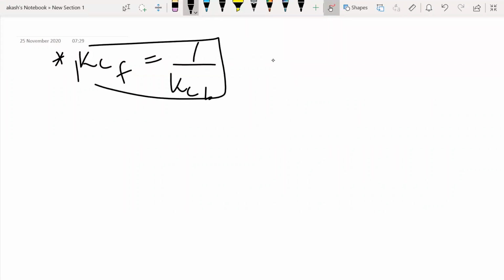This you have to remember, right? So if you know the forward reaction's equilibrium constant, the backward reaction's equilibrium constant will be its reciprocal, and vice versa. So this is what happens when you reverse a reaction: the equilibrium constant becomes reciprocal. Very, very important point. Okay, next point.